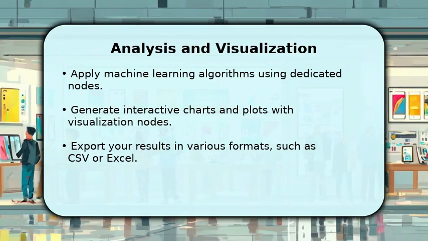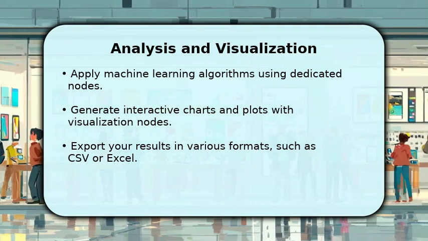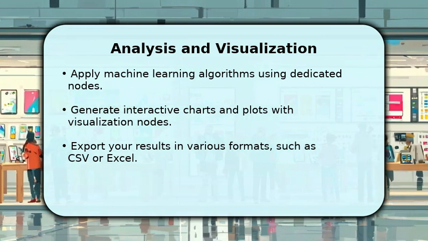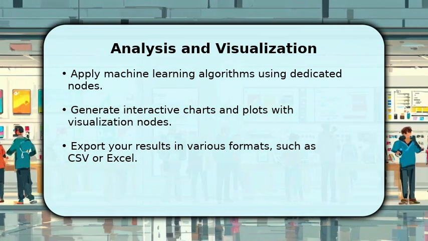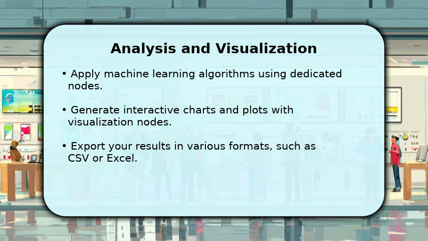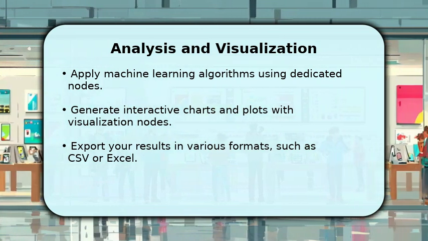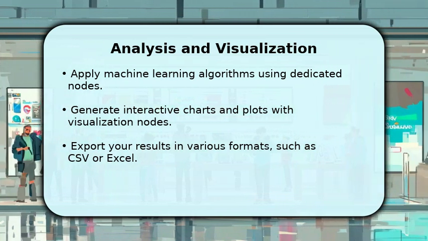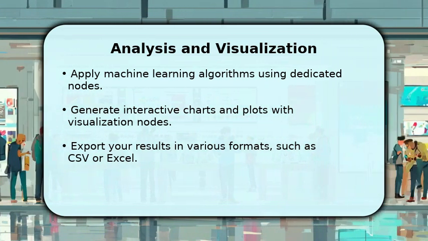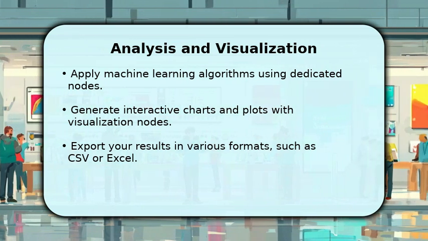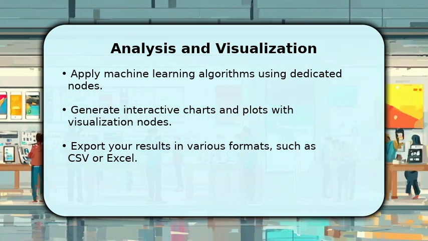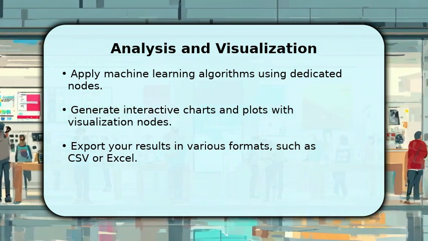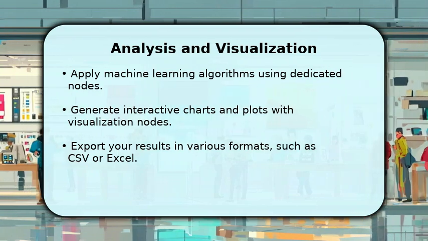With your data prepared, you can move to analysis and visualization. Knime provides a wide array of nodes for machine learning, such as Decision Tree Learner or K-means. Drag one onto your canvas, connect your process data, and configure its parameters. For visualization, use nodes like scatterplot or lineplot to create interactive charts. You can export your results, including models and visualizations, in formats like PDF or image files. This allows you to share your insights effectively with your team or stakeholders.